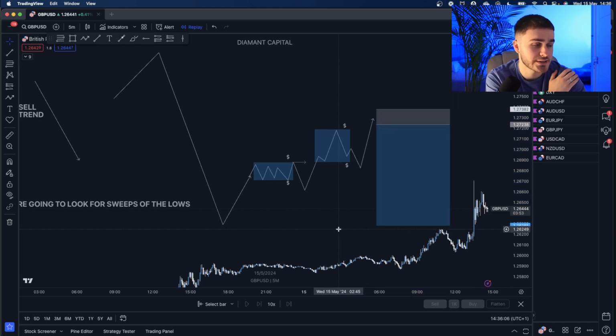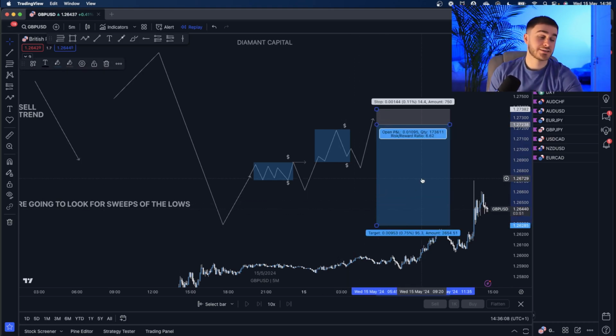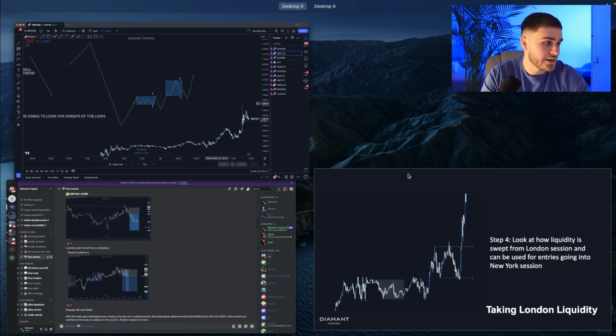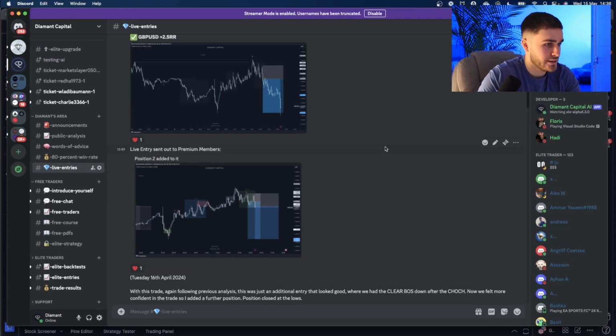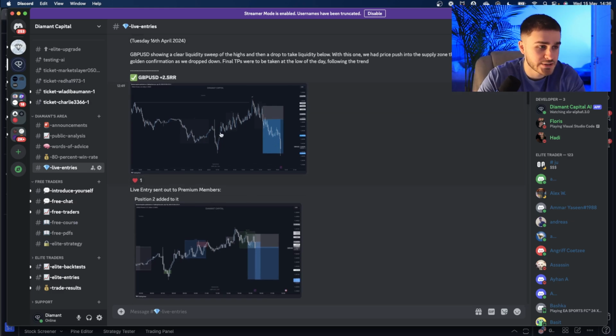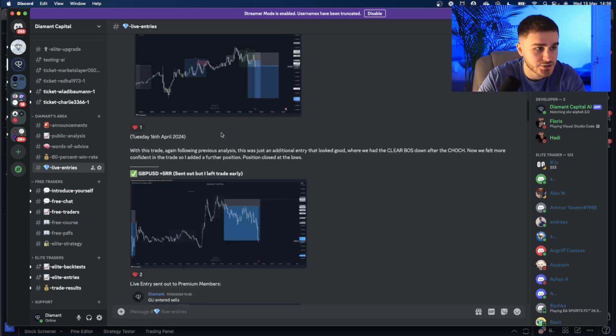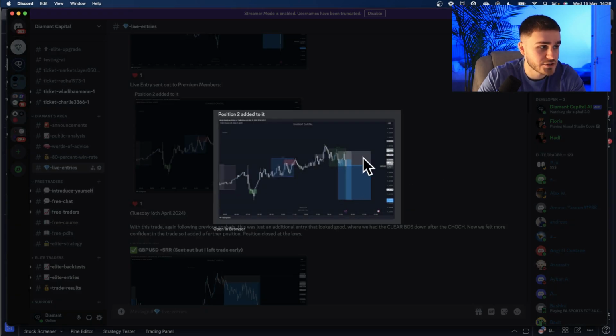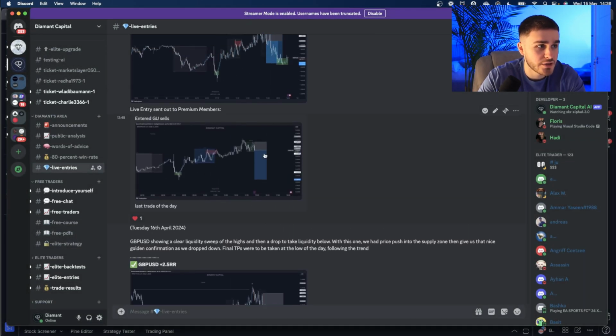Drop all the way down to this sell side liquidity over here. So it is as simple as that. Now, let's just get into a quick little case study that I've had, and it was all sent out to the premium members. And as you can see over here, for example, every single time I have sent out any entries, all of these have been noted.